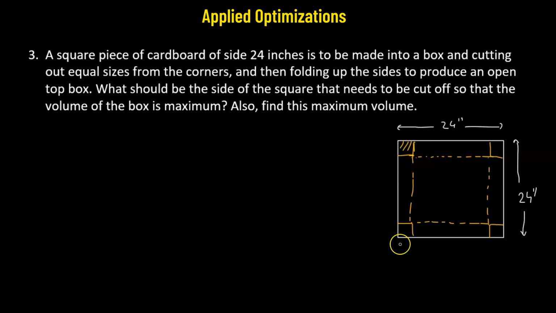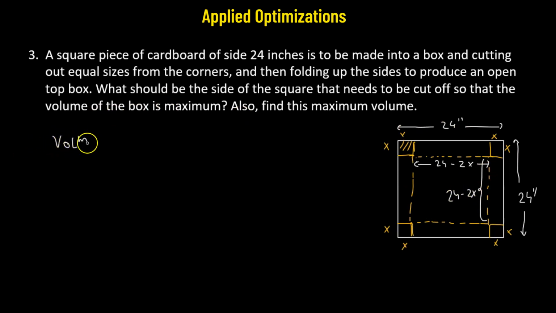So let us begin. We will consider that the small squares that have been cut off from each of the corners have a length of x. So each of them has a length of x. Because of this, we remain with a side of 24, from which we have to subtract x from both sides, so that will be 24 minus 2x. Similarly, this length is also going to be equal to 24 minus 2x. Now that we have all the dimensions, let us try to find the volume of the box.